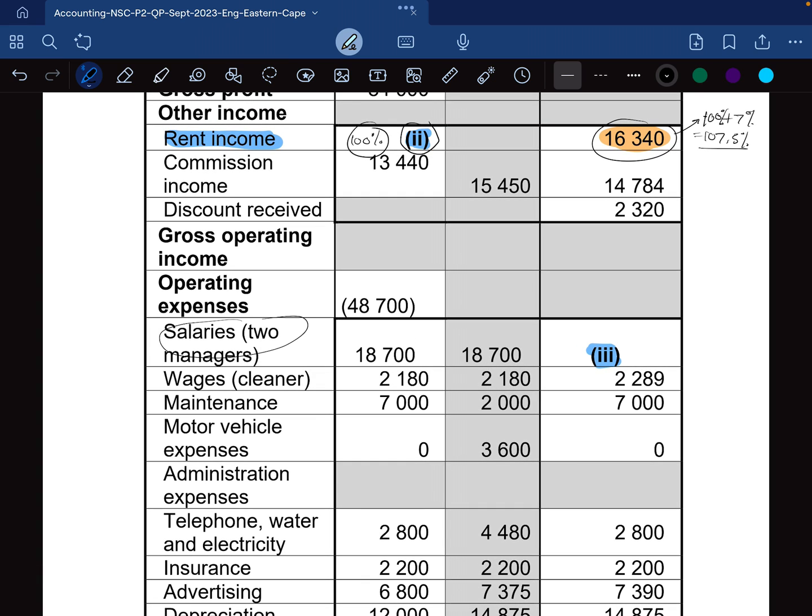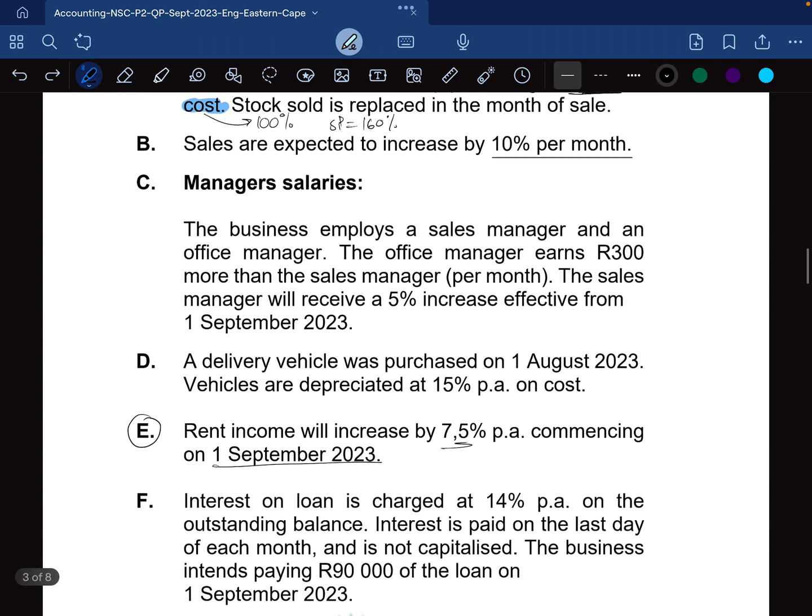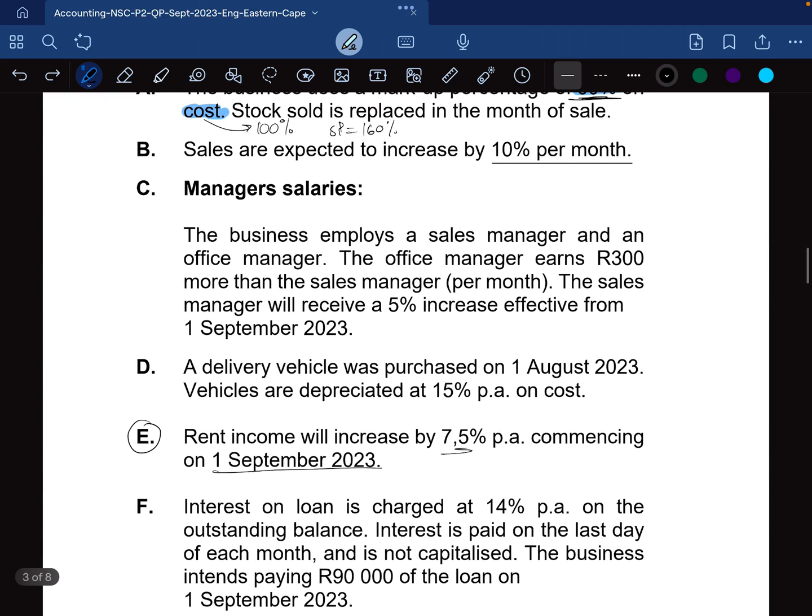Okay, and then we simply move on to the third Roman figure, which talks about the salaries and the two managers, which we read about earlier. So Roman figure 3, we're calculating the budgeted amount for September. That's also key to know. And then we're going to the information and see what they say. So the business employs a sales manager. So we have a sales manager and an office manager. The office manager earns 300 more than the sales manager. Okay, so we know that whatever the sales manager earns, the office manager earns 300 more than that.